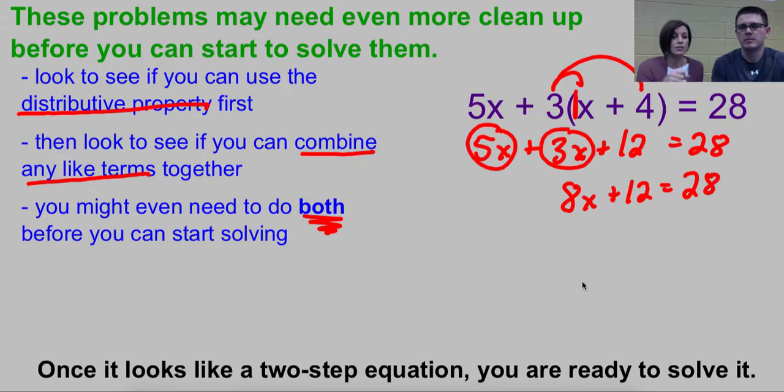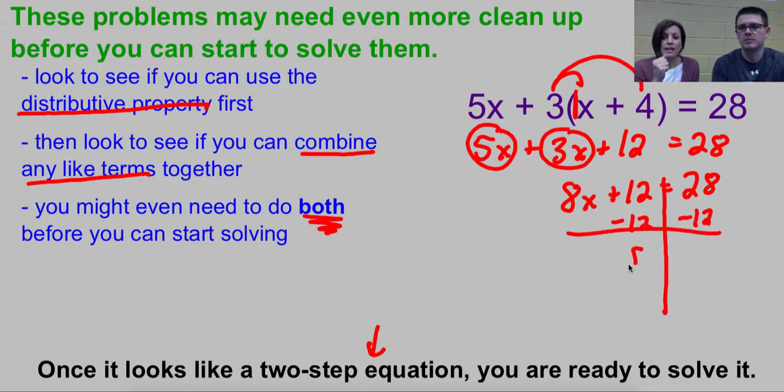Now look, once it looks like a two-step equation, we're confident, we know what to do. We're going to subtract 12 from both sides. 8x is now going to be equal to 16. Divide both sides by 8, and x equals 2.